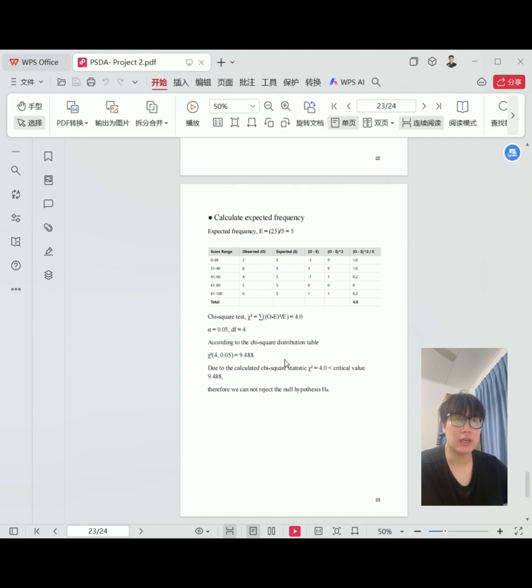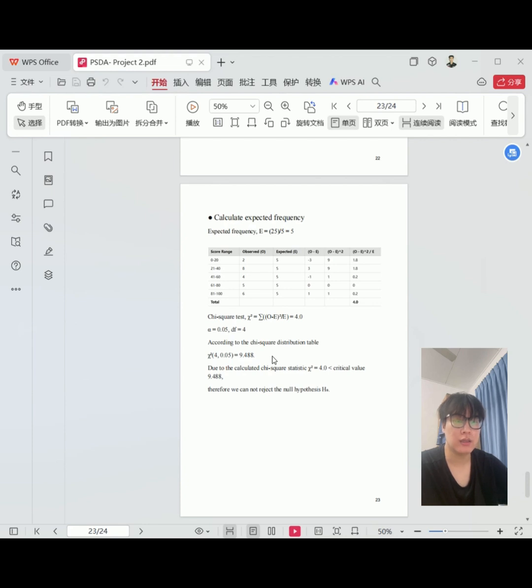Then next, we use the formula to calculate the chi-square statistic, which is 4.0. Then we look up the critical value from the chi-square distribution table, given 0.05 and the degrees of freedom equal to 4, and the result is 9.488. Finally, since the calculated chi-square statistic is 4.0, which is less than the critical value 9.488, we cannot reject the null hypothesis.